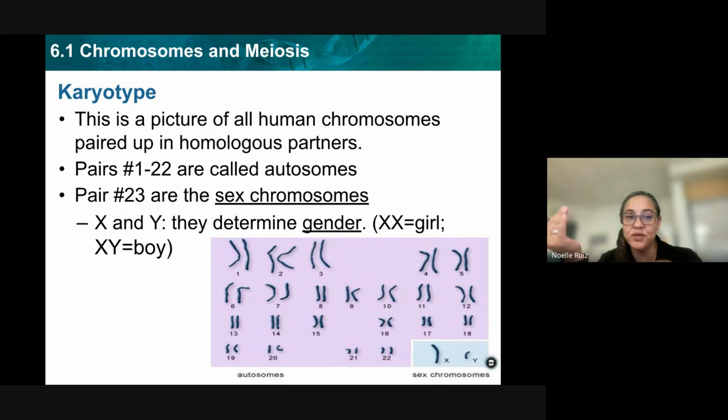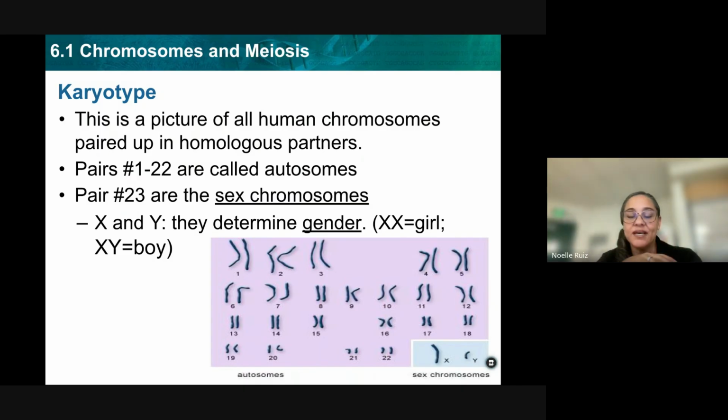So pairs 1 through 22 are called autosomes. They control 99% of your bodily structures and functions. Pair number 23 are the sex chromosomes. And these are the X's and Y's. And they determine gender. They determine birth gender.